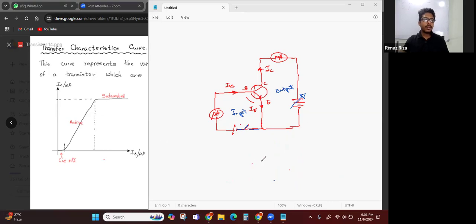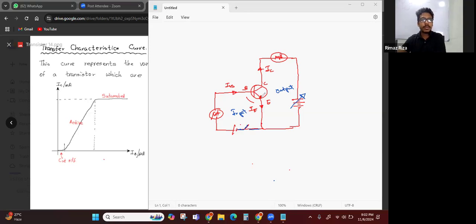Okay, suppose the BE junction is not biased, meaning there won't be any current, so there will be a cutoff region. But if the BE junction voltage is increased beyond 0.7 volt, it becomes active, therefore there will be a considerable current in IC, in the output circuit. Then if you increase this value further, that means you are increasing the IB current. When you increase the IB current, the IC current also increases.